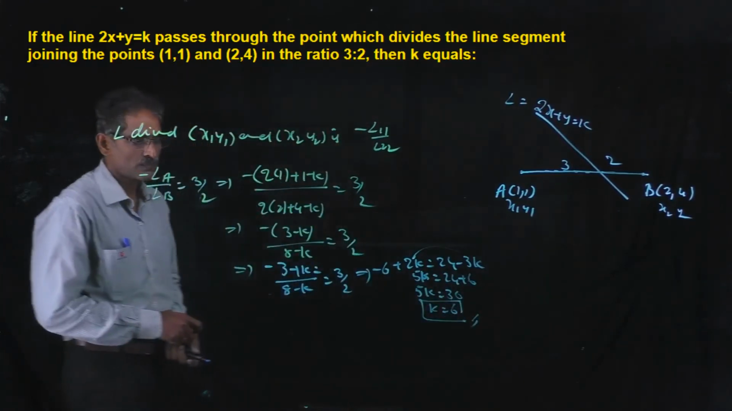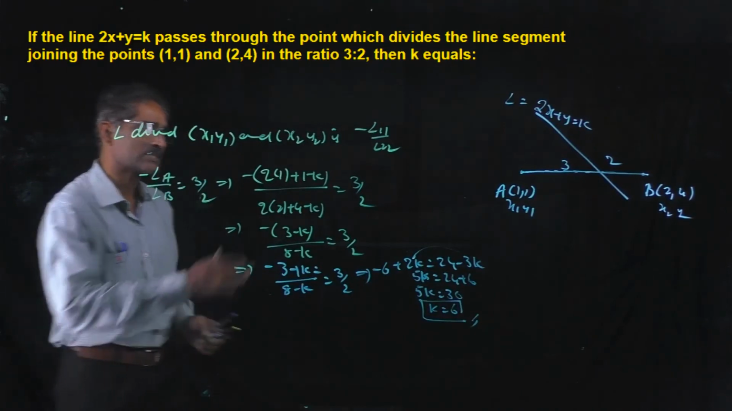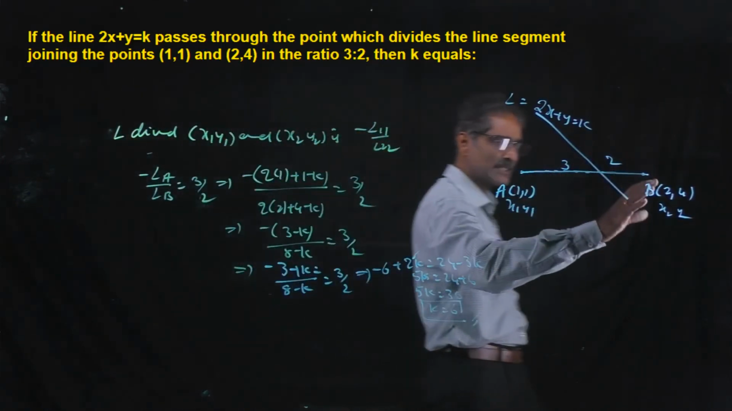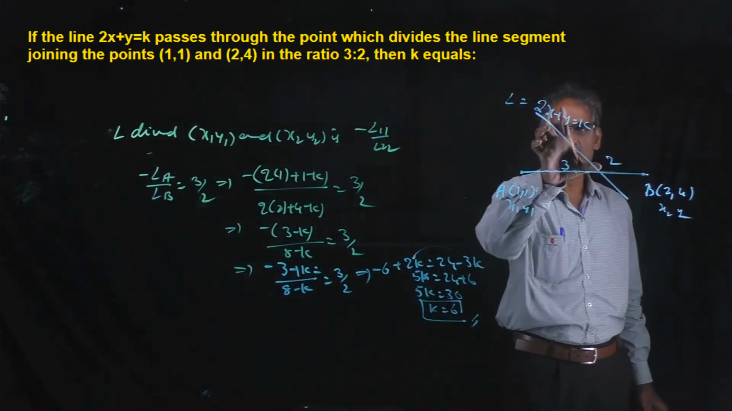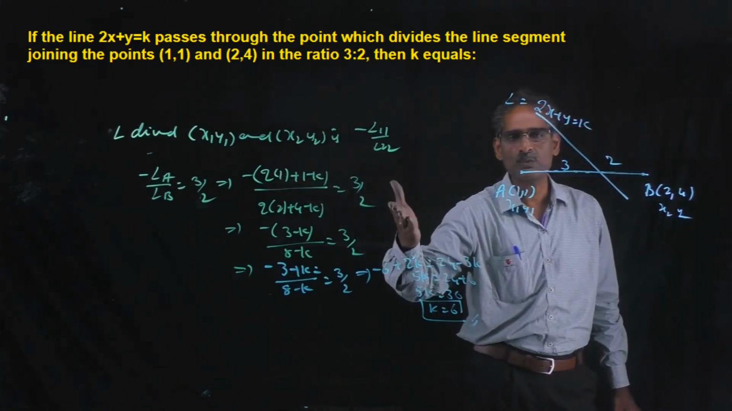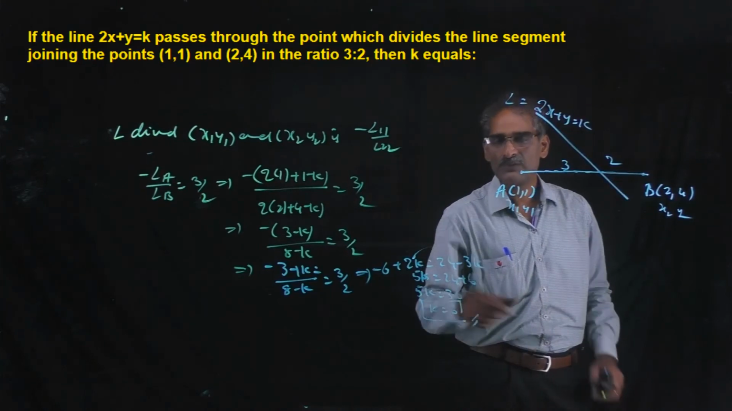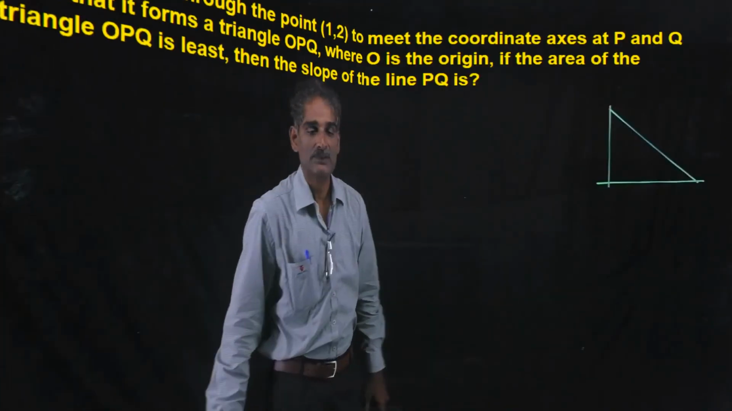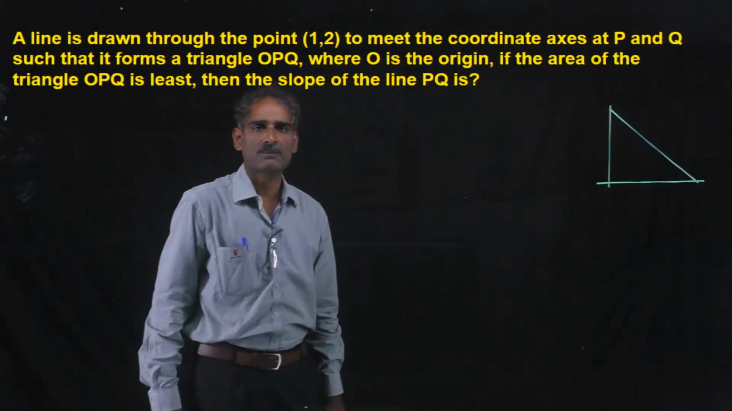This is the way how to find the k value. Here, this line divides the line segment joining these two points in some ratio. We have a formula to find the ratio. Just equate the ratio to 3/2. From this we can find the k value, that is k is equal to 6. Right? See this problem. This is an important problem.